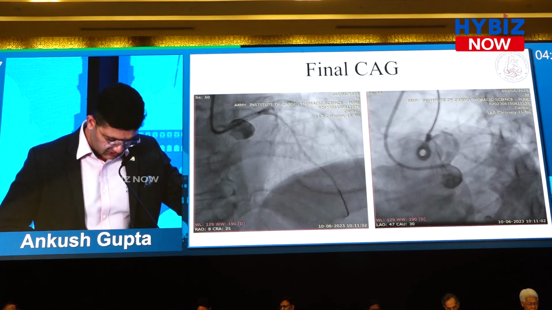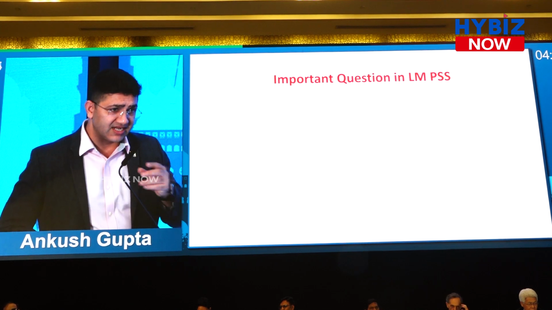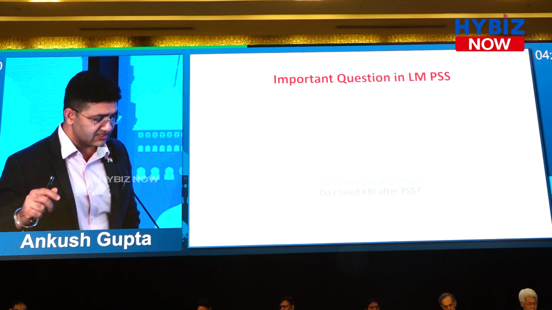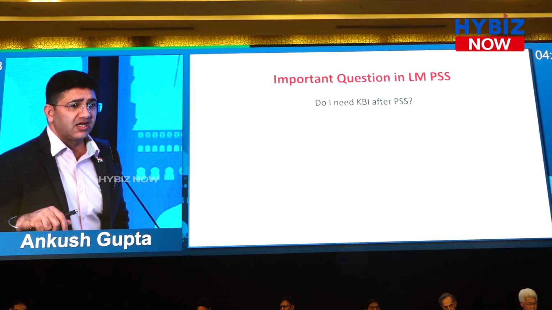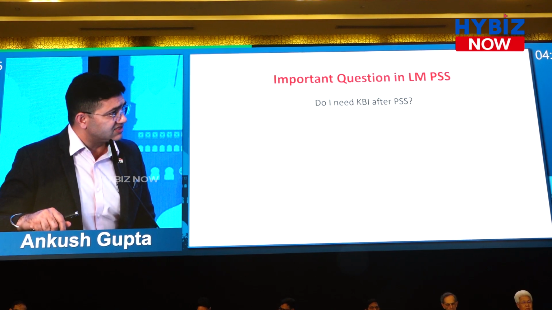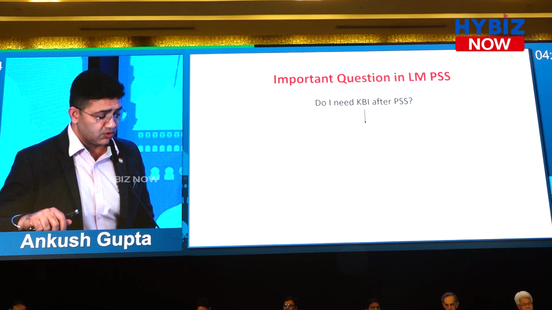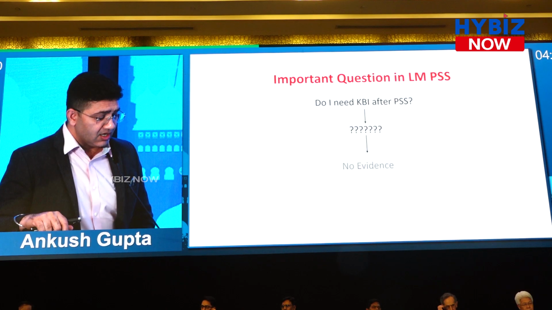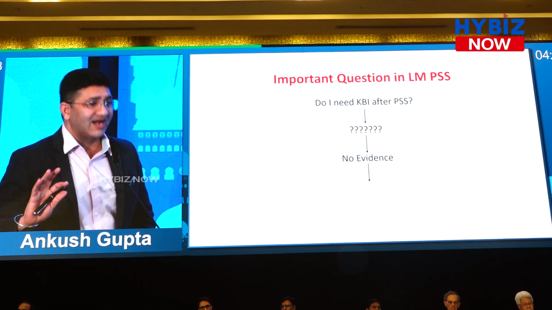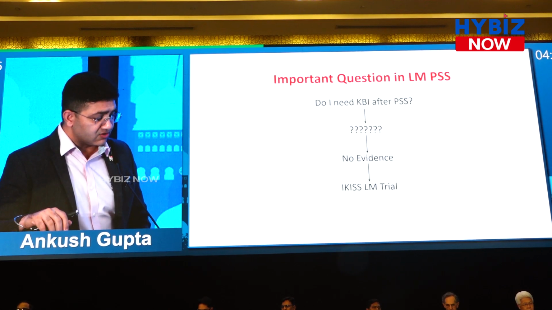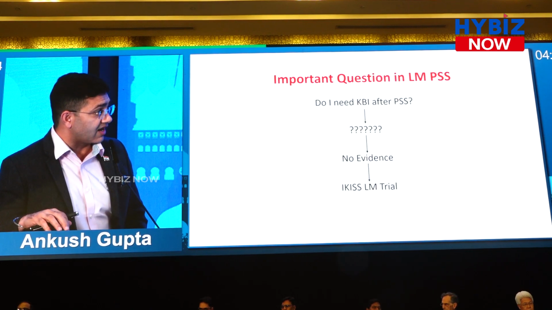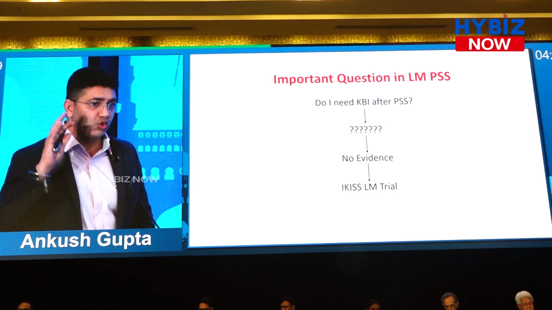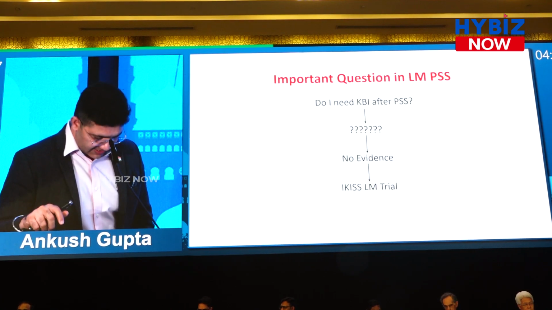So an important question that needs to be answered in left main provisional stent strategy is, do we need kissing balloon inflation in provisional stent strategy? We don't have an answer to it. We don't have an answer for left main bifurcation angioplasty. Right now, we are doing one randomized controlled trial with a sample size of around 700, the IKIS left main trial, where we are trying to answer whether we need to go for routine KBI in provisional stent strategy or not.